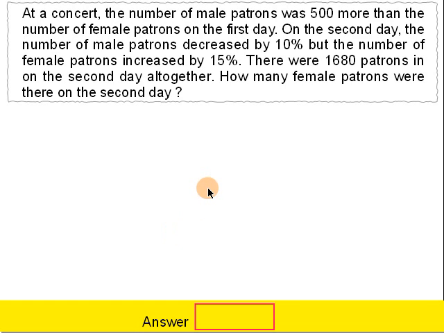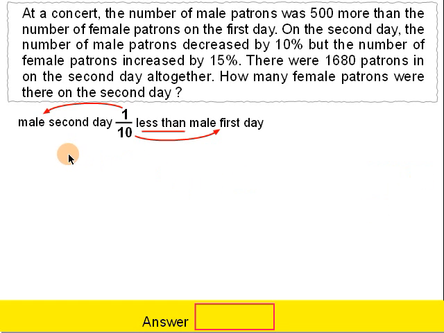At the concert, the number of male patrons was 500 more than the number of female patrons on the first day. On the second day, the number of male patrons decreased by 10%. Alright, so it says that the number of male patrons on the second day is 10% less. 10% less means it's 110 less than the first day of the male.